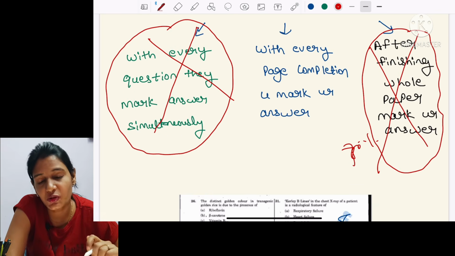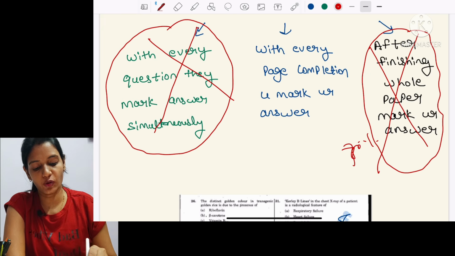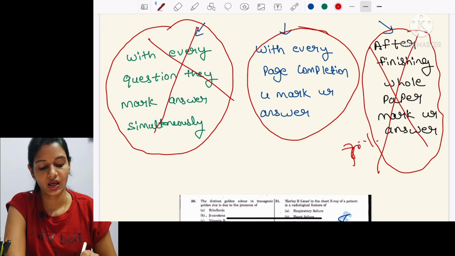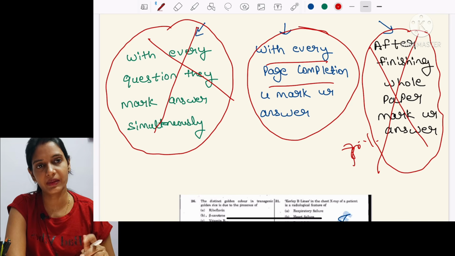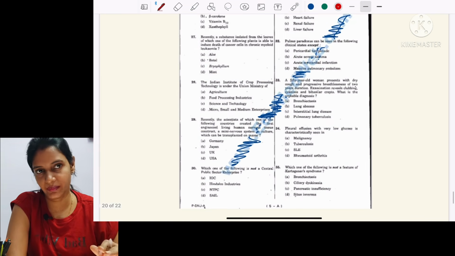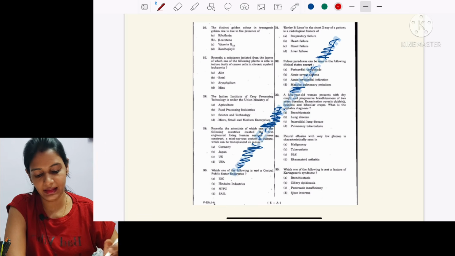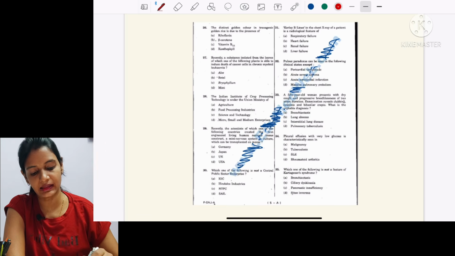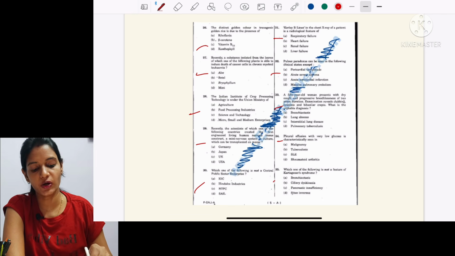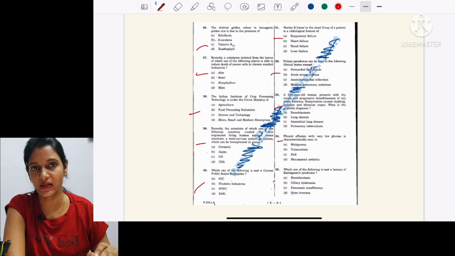So which method should you follow? I am going to tell you this special method: with every page completion, you should mark your answers. What I mean by that is, suppose you have your question paper in this format, and you have approximately 10 questions on a single sheet. What you are going to do is attempt these 10 questions.